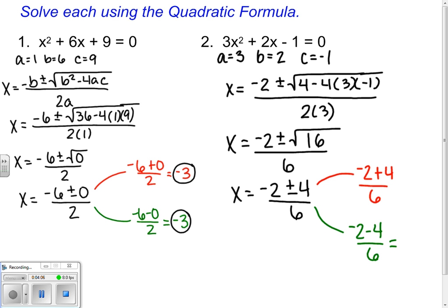I'll do the green one first. Negative 2 minus 4 is negative 6. Divided by 6 is negative 1. For the top one, negative 2 plus 4 is 2. Divided by 6 is 1/3. So my two answers are 1/3 and negative 1.